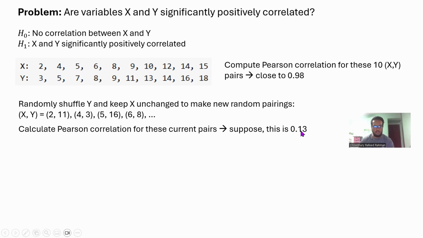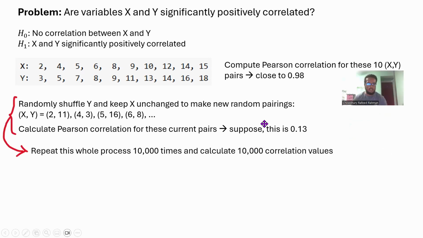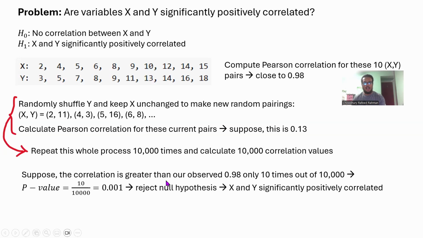Suppose that is 0.13. So we can do this 10,000 times. We can shuffle the label, calculate the Pearson correlation coefficient 10,000 times. And after doing that, we can see how many times the computed correlation was bigger than 0.98, maybe only 10 times. In that case, our p-value will be 10 out of 10,000, which is 0.001, which is again very small. We can reject the null hypothesis, and so x and y are significantly positively correlated. That is problem number 2.